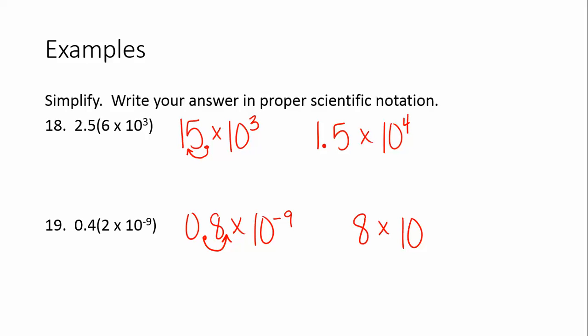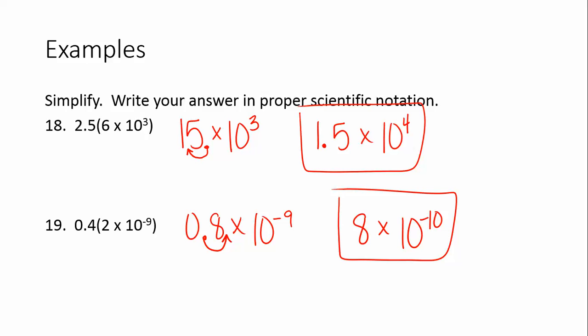And if we made our number larger, 0.8 to 8 is making it bigger. We want to make the exponent smaller. Careful, we're dealing with negatives. Negative 10 is smaller than negative 9. So these are your answers written in proper scientific notation.